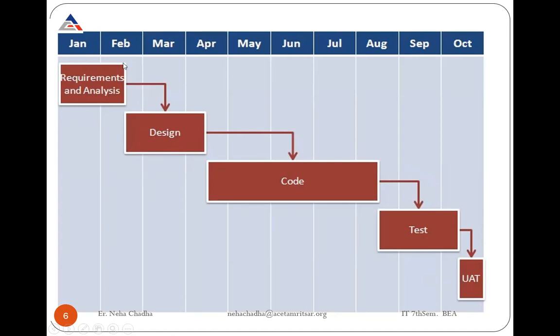Then 2 months, that means mid of Feb to mid of April for the design. Then 4 months for the coding. Then again 2 months for the testing. Then 2 weeks for the user acceptance testing. This is the pictorial view when you go with the traditional waterfall model.